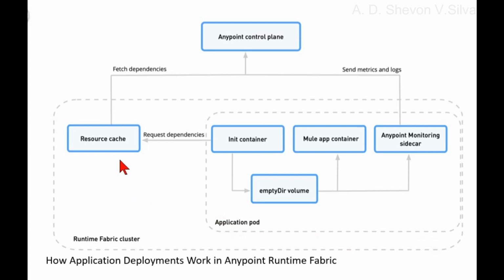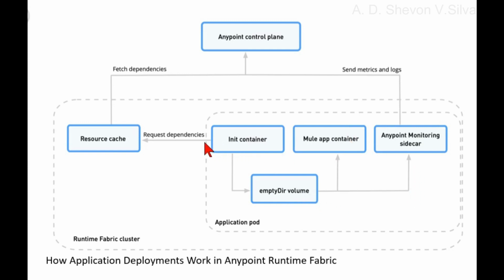Here you can see resource cache, init container, MuleSoft container, Anypoint monitoring sidecar, and empty dir volume are inside the Runtime Fabric cluster. Here init container, Mule app container, Anypoint monitoring sidecar, and empty dir volume are inside the application pod. Here you can see init container is connected to empty dir volume, and empty dir volume is connected to MuleSoft container and Anypoint monitoring sidecar.